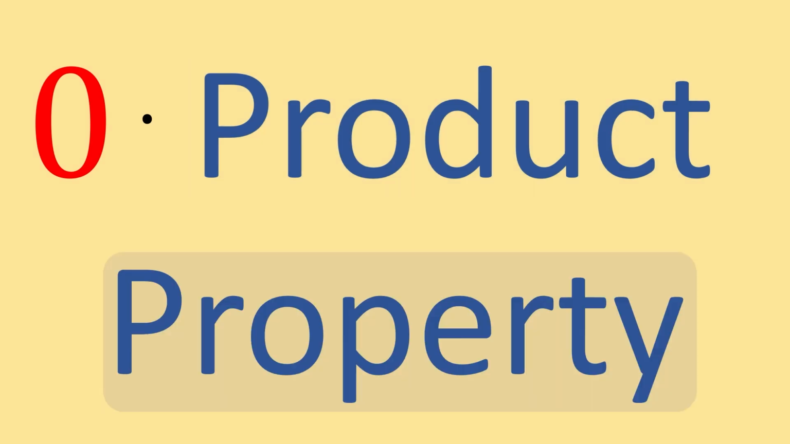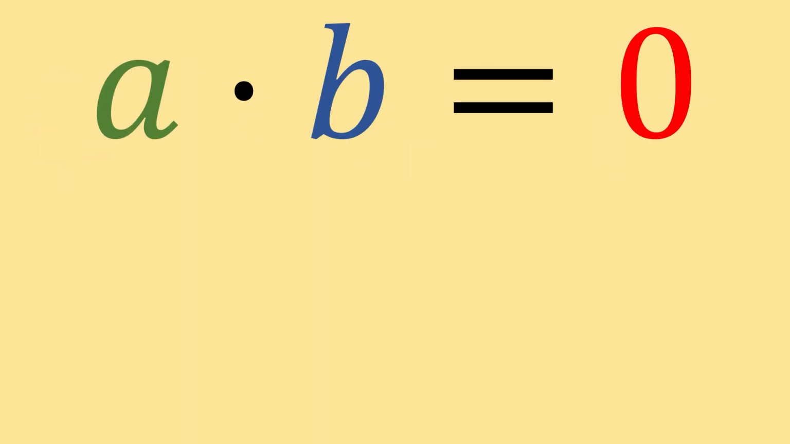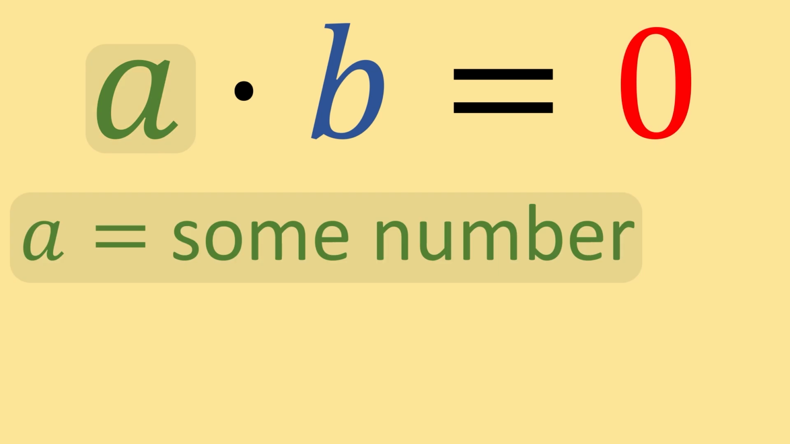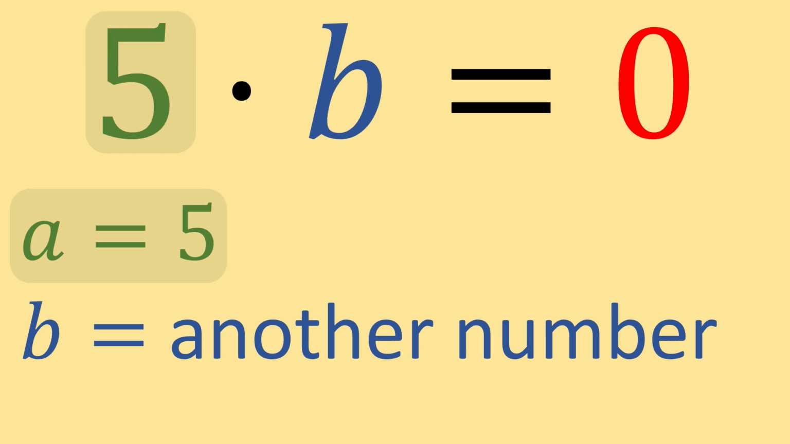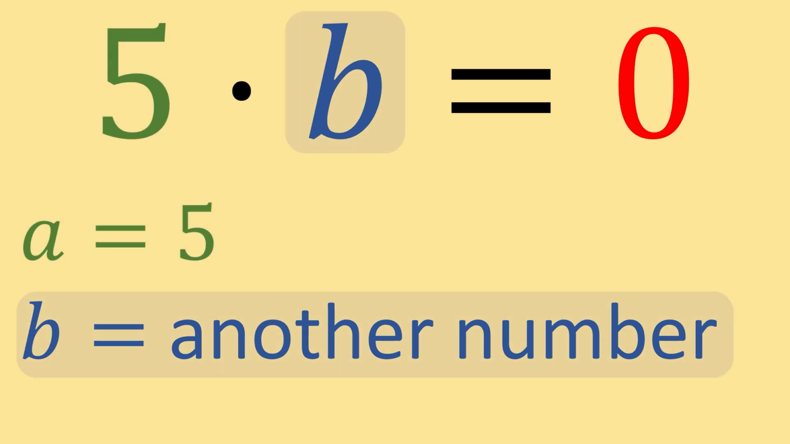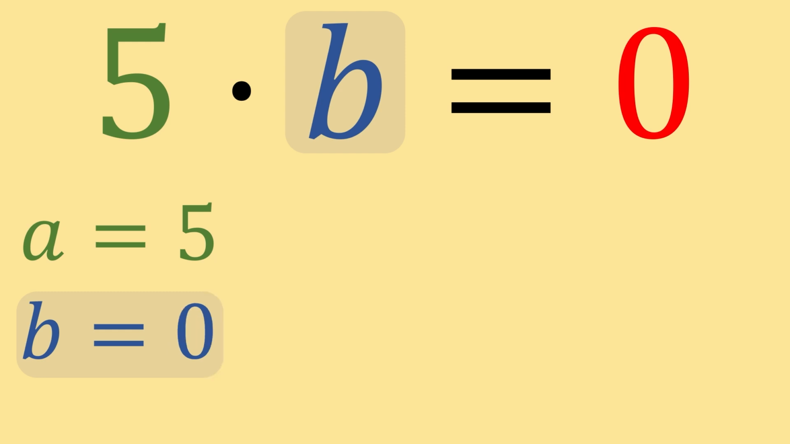Zero product property. Let's consider the equation a times b equals 0, where a is just some number and b is another number. If we were to force a to be, say, 5, then what value of b would make this equation true? The only possible value of b that would make it true would be b equals 0.